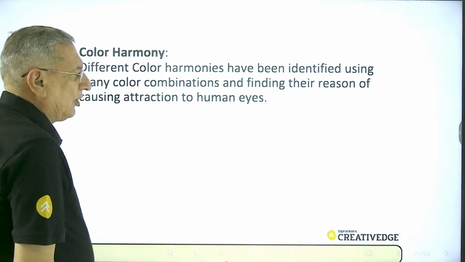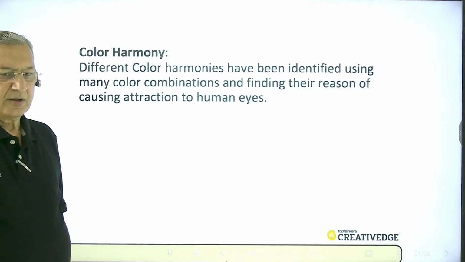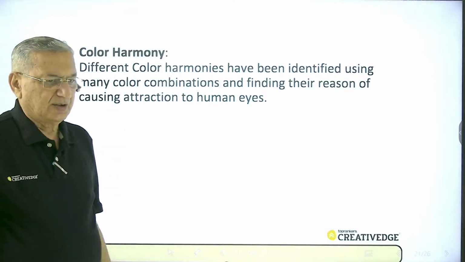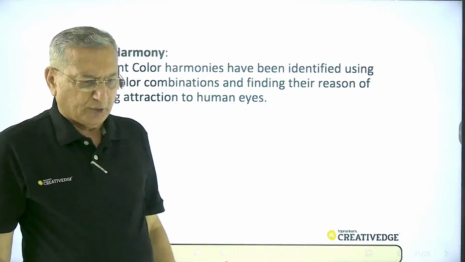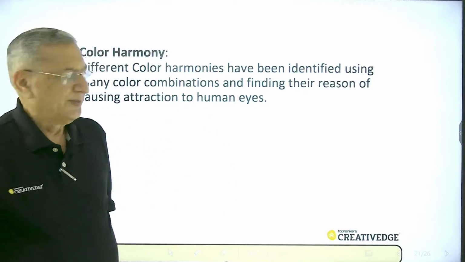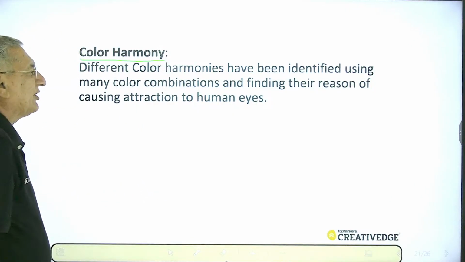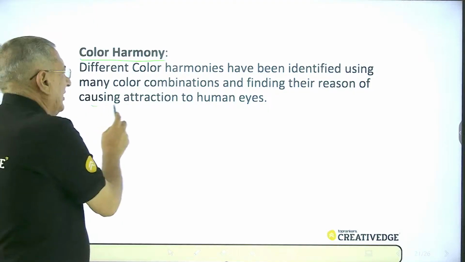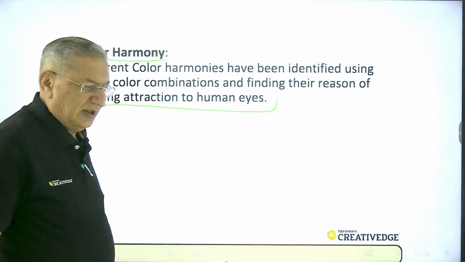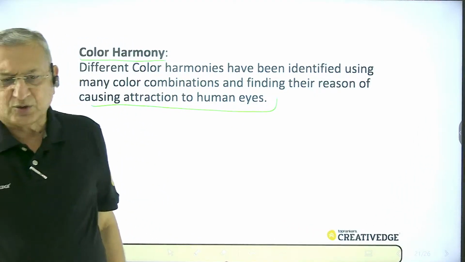Now I also want to give you some glimpse of color harmonies. That means a mix of colors or colors used together that give you a pleasing and aesthetically beautiful picture. That is what is termed color harmony. Different color harmonies have been identified using many color combinations and finding the reasons for the attraction to the human eye. Now, this is very important for all the design aspiring students to know.